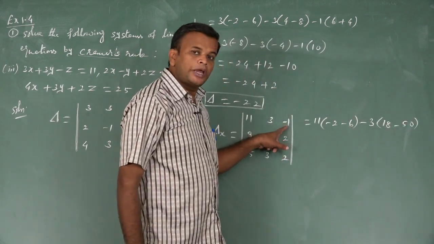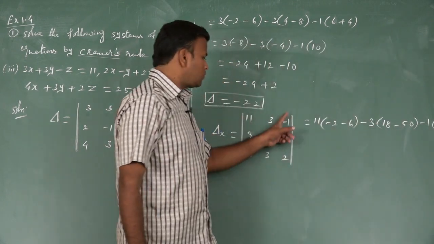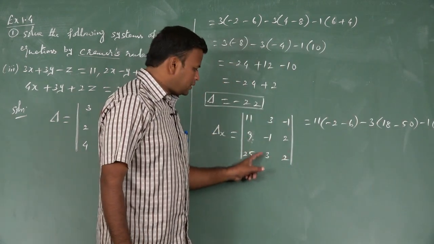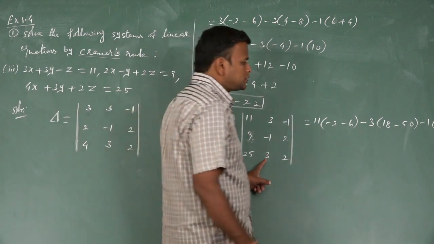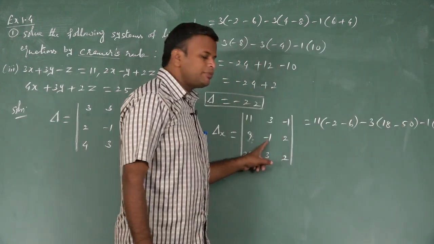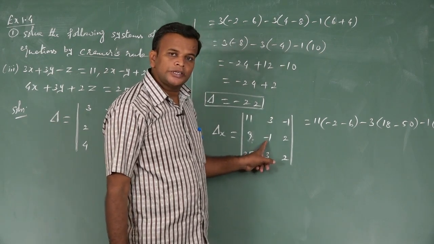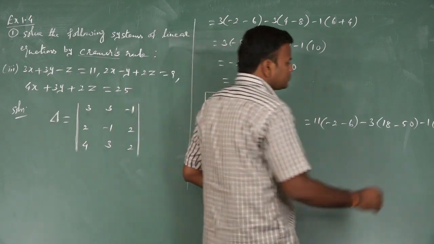Next number is minus 1. So minus 1 of, we leave this row and that column. 9 3s are 27. Next we multiply these two elements with a minus sign. Already one minus is there, so minus and minus is plus. 25 ones are 25.